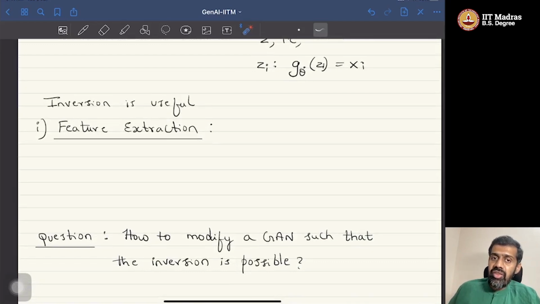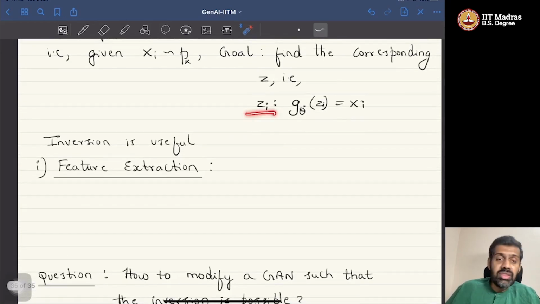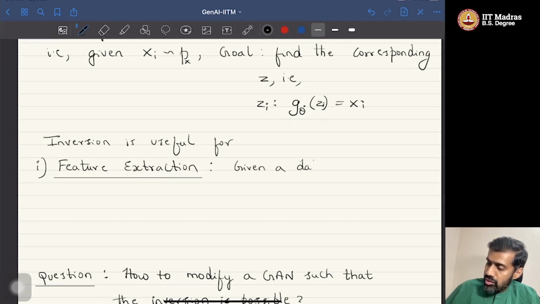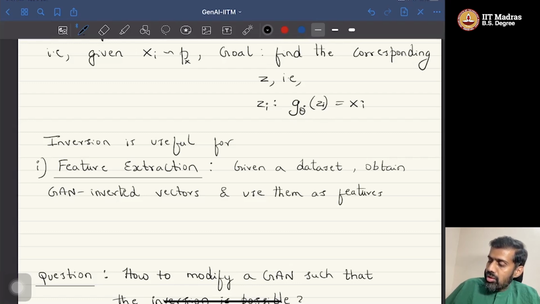So if we can somehow get this inversion done, then we can take a data set and do an inversion using this particular GAN, and all the vectors that we get post inversion would correspond to some sort of feature representation of the data, right? So inversion is useful for feature extraction: given a data set, obtain GAN inverted vectors and use them as features for data.